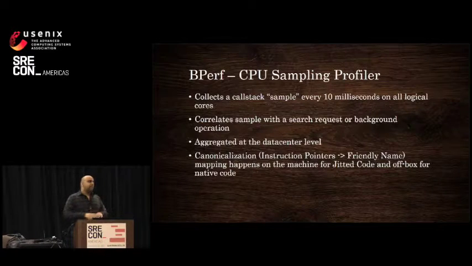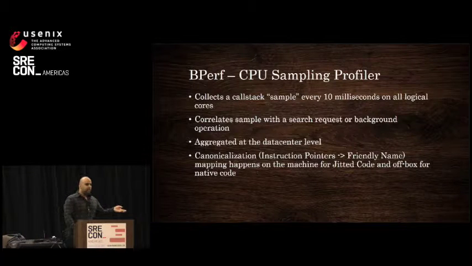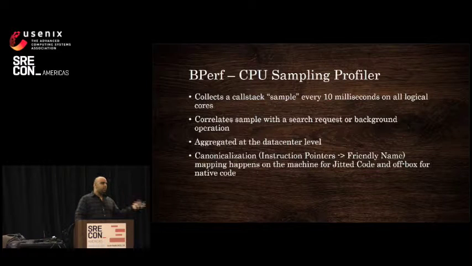But what we do, given the scale of Bing, is take an order of magnitude reduction in sample rate, so we only do it every 10 milliseconds, and that gives us a pretty good statistical profile without really impacting production at the 95th to 99th percentile. Pretty much every 10 milliseconds we still pause all running threads, but it's only for about 100 microseconds, which is not noticeable. And then we correlate this with either a background operation that may be going on or a search request. So when an engineer wants to drill down to a particular Bing search request and understand that specific request, we have the data for that.